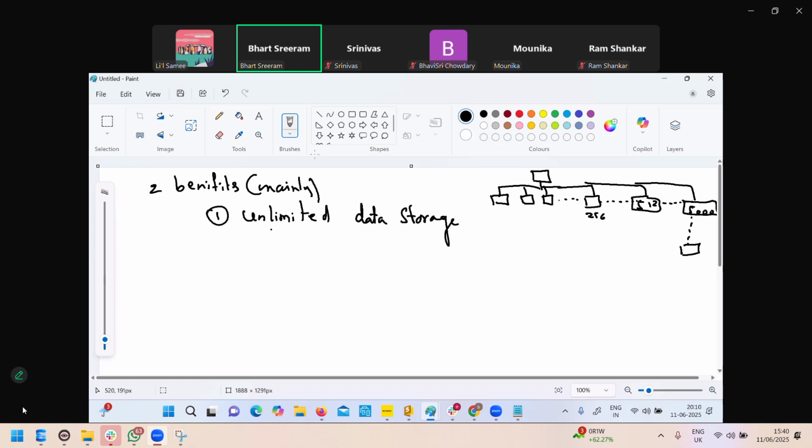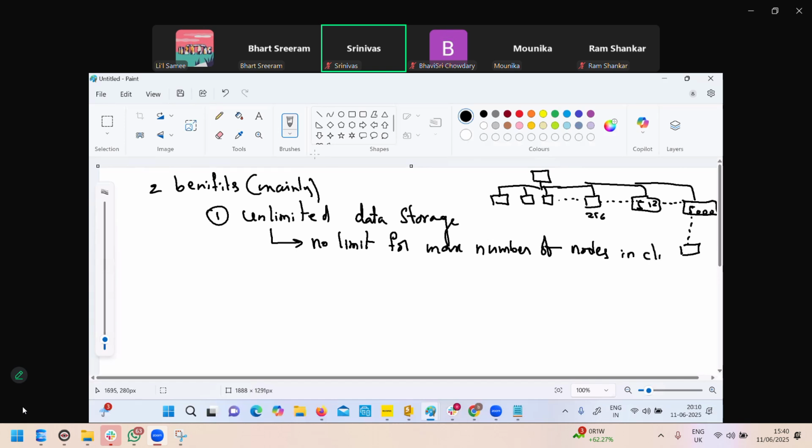How is it possible? No limits for Hadoop on the max number of nodes in the cluster. So when there is no limit, indirectly you can say unlimited data storage. The second benefit: parallel process.